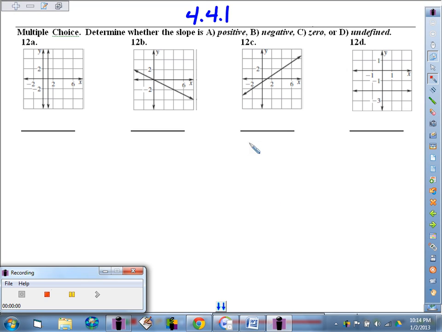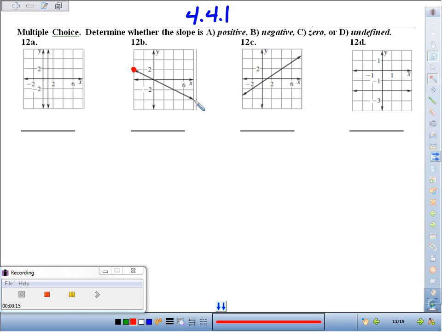Learning target 441 asks us to determine whether the slope of a line is positive, negative, 0, or undefined just by looking at it. And the key here is looking at a graph and reading it from left to right. I'm going to actually start with 12b. From left to right, if I pick a point on the graph over here and work my way to the right, from left to right, this graph is going down, which signifies a negative slope.